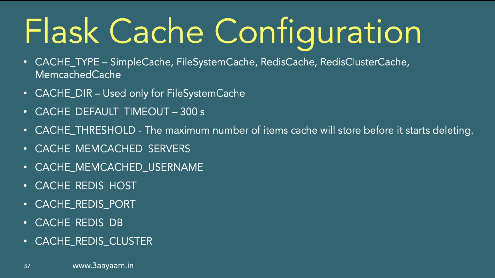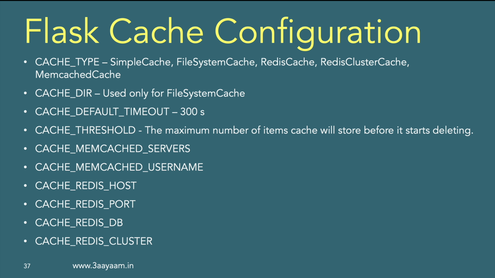Let's say you mention cache threshold to be 5,000. So only 5,000 items would be stored, the 5,000 latest items. And if you, let's say, send another 100 records, those 100 records would be stored, but the older 100 records would be deleted from the cache. So that's what cache threshold is. And the number would typically depend on the amount of memory that you have on your application server. If your application server has a high amount of memory, then the cache threshold number would be high. Otherwise, it would typically be low.